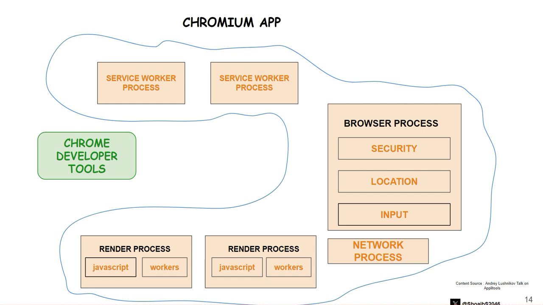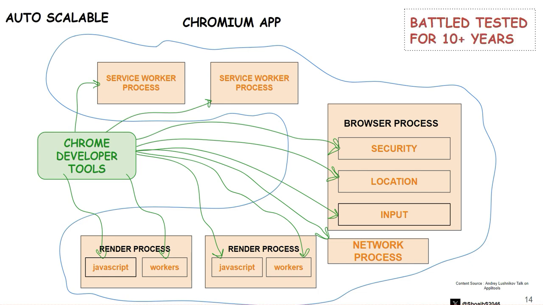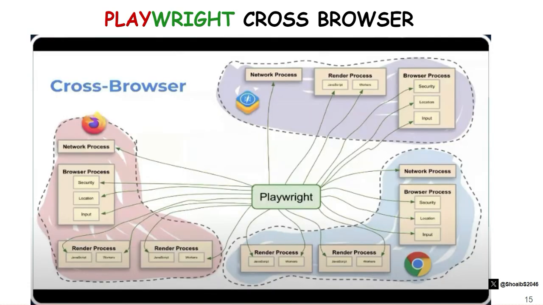So why has Playwright been built this way? There is something called Chrome Developer Tools. Chrome DevTools is auto scalable and it is battle tested for 10 plus years. So Playwright is using the same architecture structure that Chrome DevTools uses, and they have built it that way.